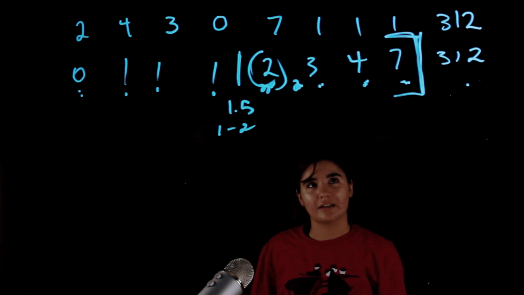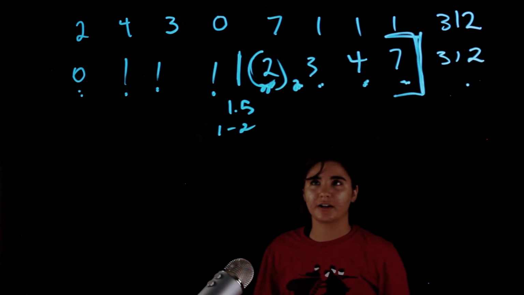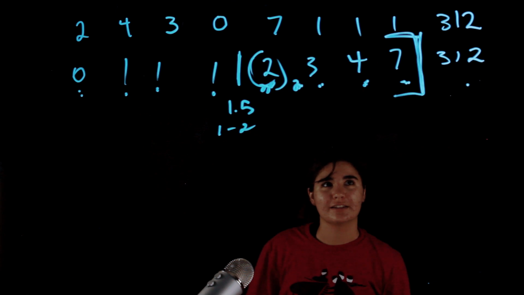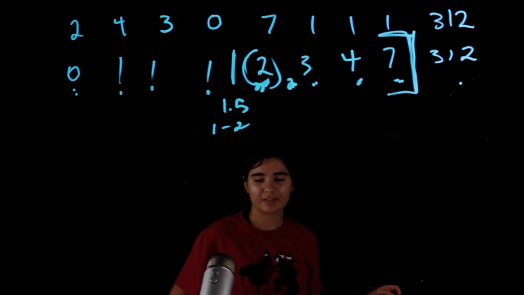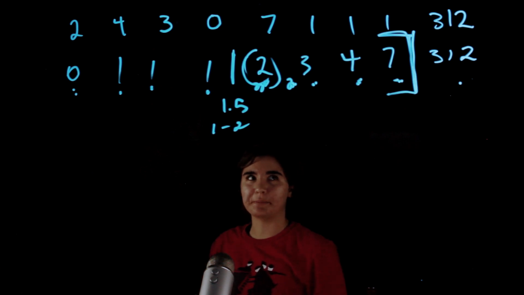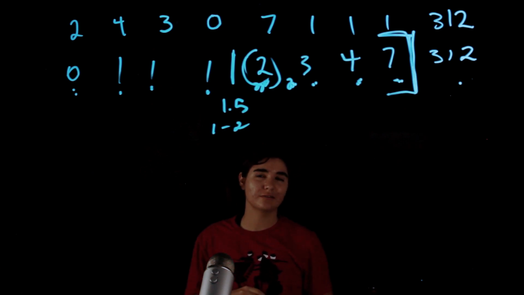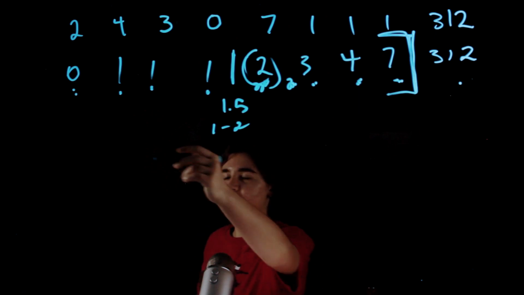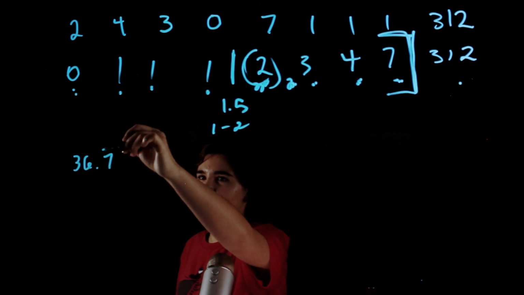Or we can take out the 312. So I want you guys to try both ways right now and see how the numbers differ. Okay, so I'm just going to go over some of the means that you could have gotten. So if you kept the 312, then the average that you would have gotten would have been 36.7 with the vinculum over it.